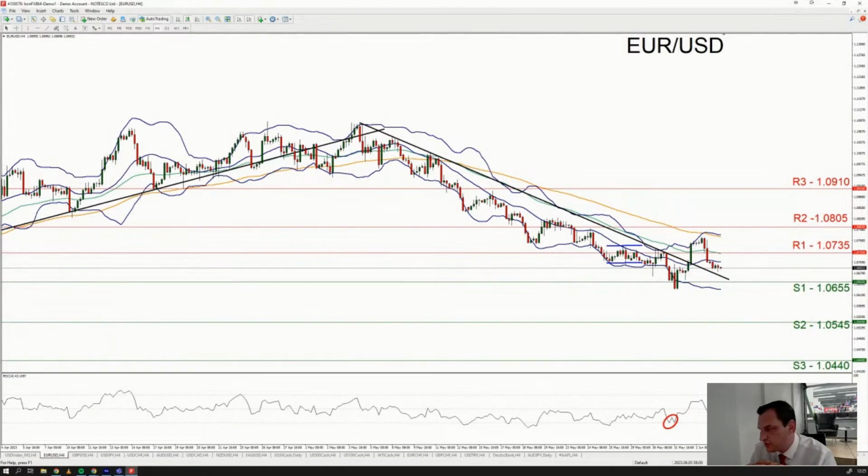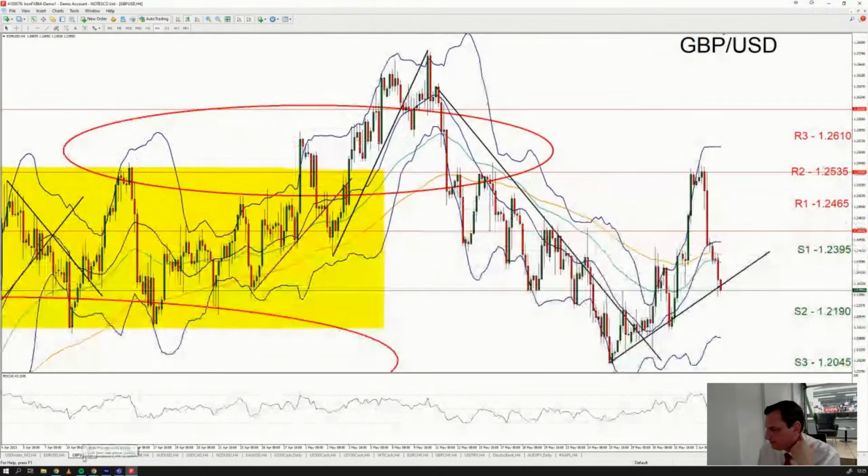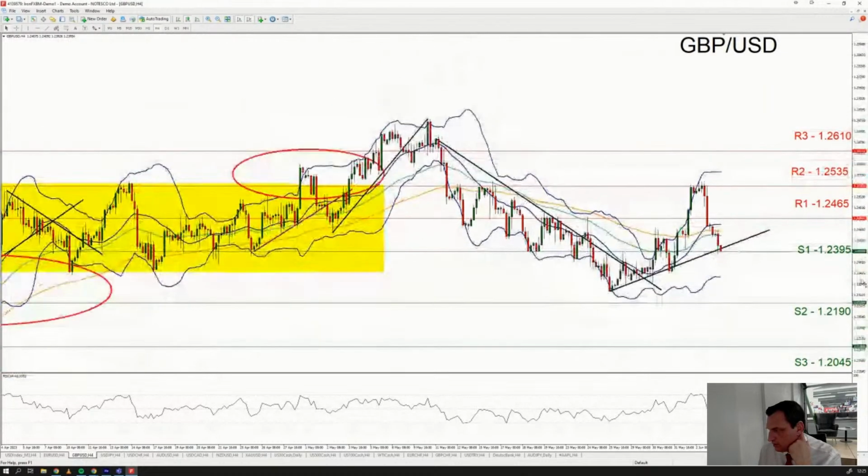On the flip side, should the bulls take over, we may see the price action of Euro USD rising, breaking the 1.0735 and start aiming for the 1.0805. Let's have a look at GBP USD cable. In a similar fashion, only far more clear.